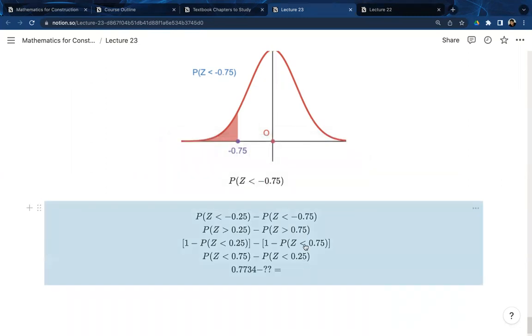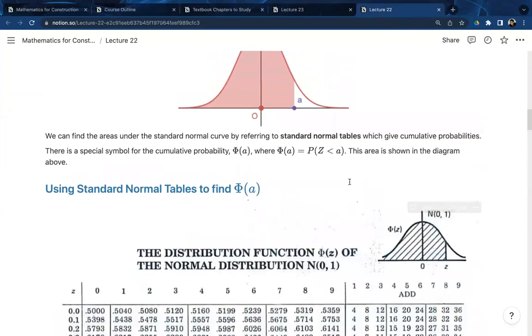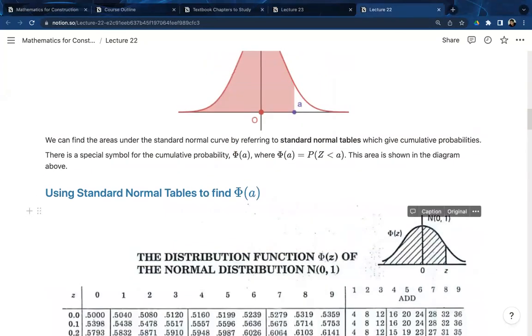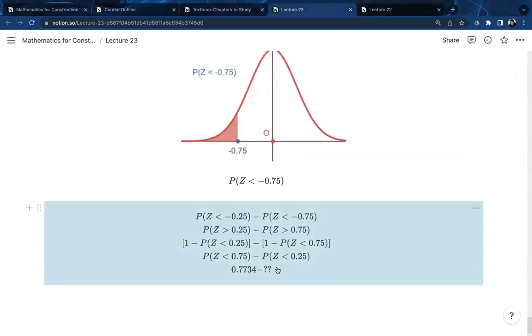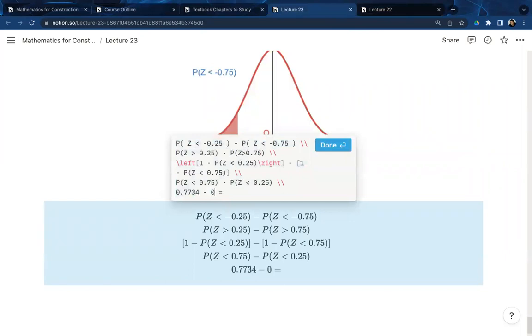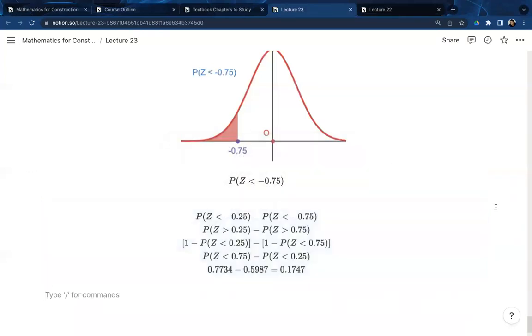What is the probability that Z is less than 0.25? 0.5987. What is that now? 0.7734 minus 0.5987 is 0.1747. That's the correct answer. That's how you work this out.